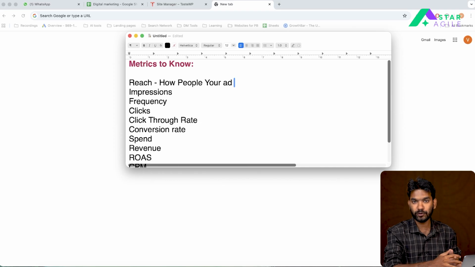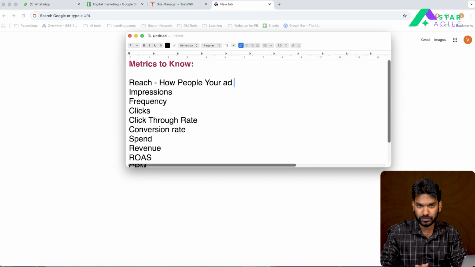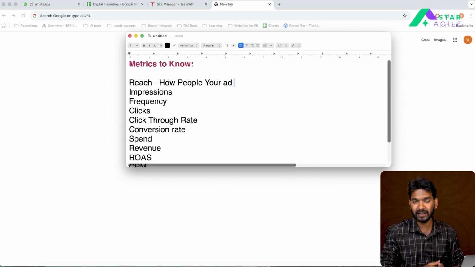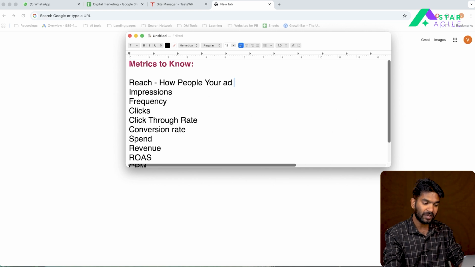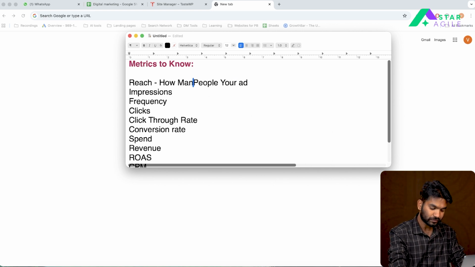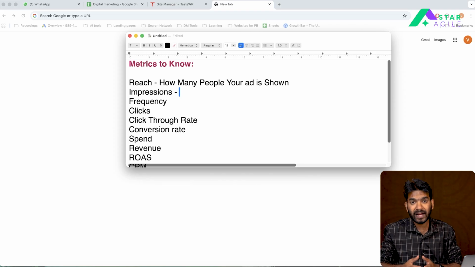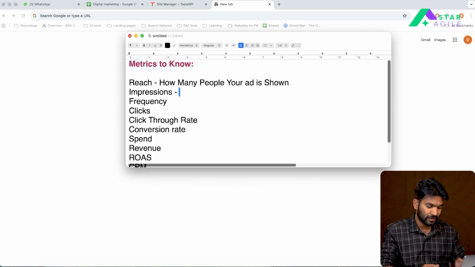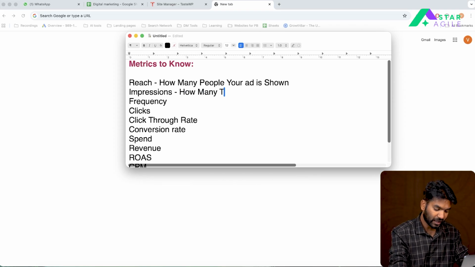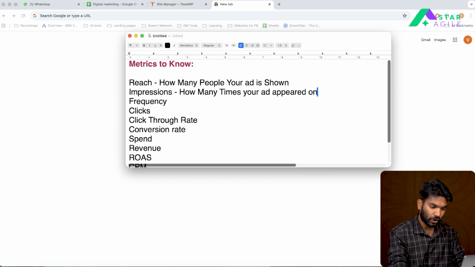Your ad is shown to multiple ad accounts. How many ad accounts the advertisement technically reached, so how many people your ad is shown to. Now impressions is nothing but how many times your ad appeared on the screen.